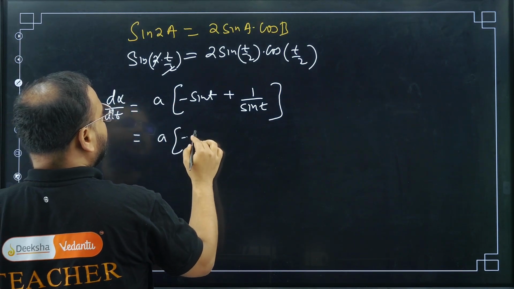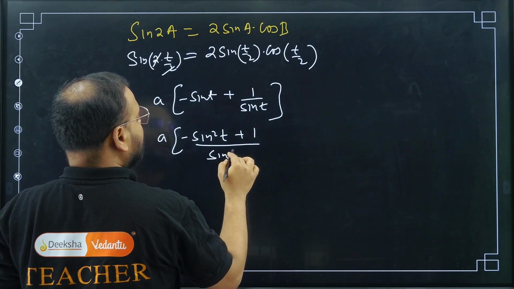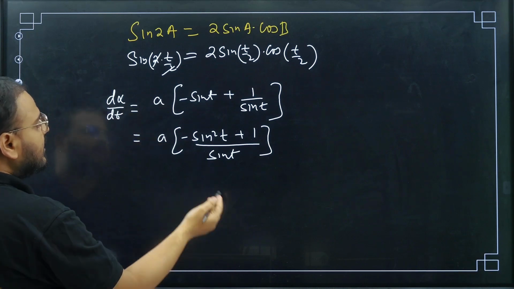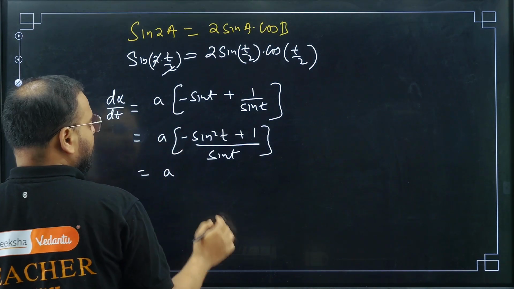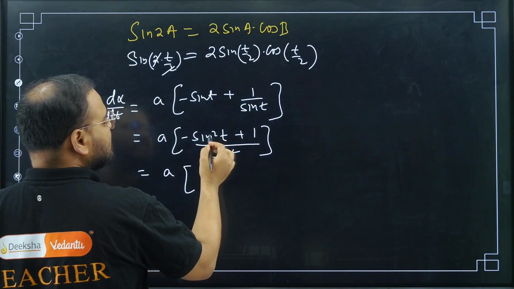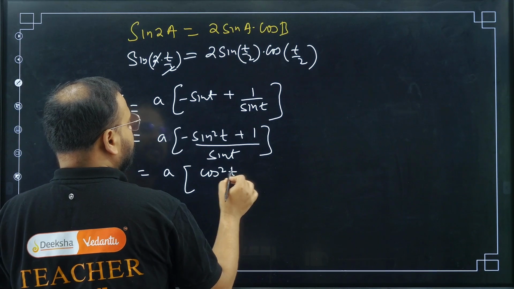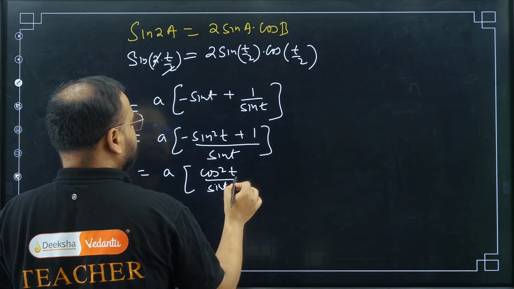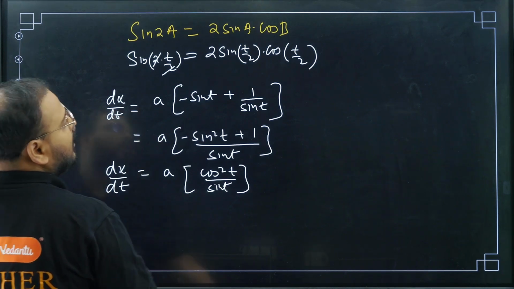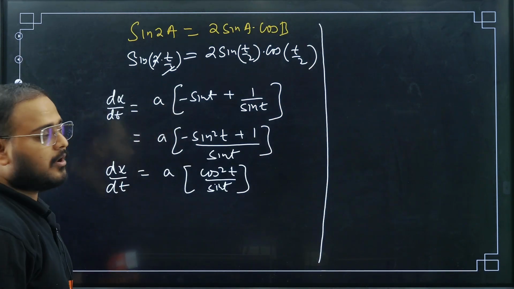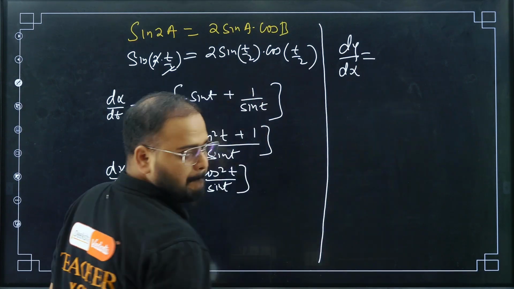Now if you see here, what will this become? A times of minus sin square t plus 1 upon sin t, right? LCM I have taken. What is this going to become? Please check here. This will simply be A. 1 minus sin square is how much? Identity: cos square t. So cos square t upon sin t. This is my dx by dt. What are we looking for? We are looking for dy by dx, right?